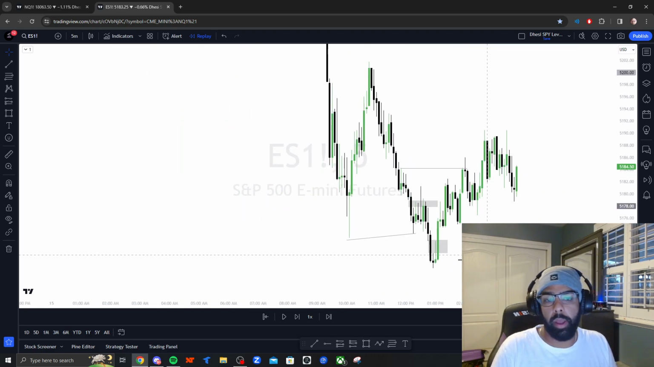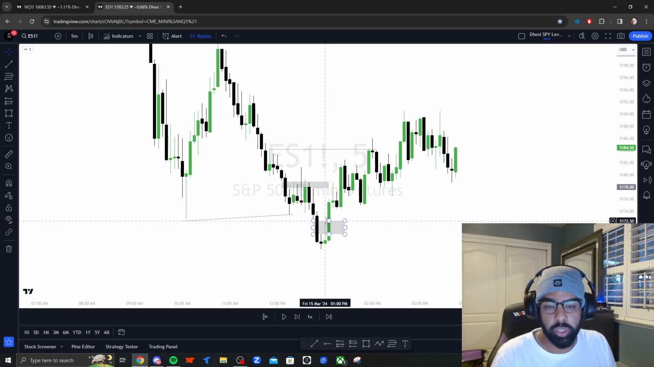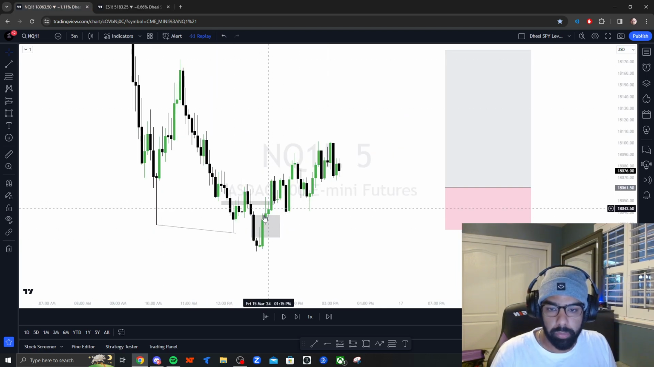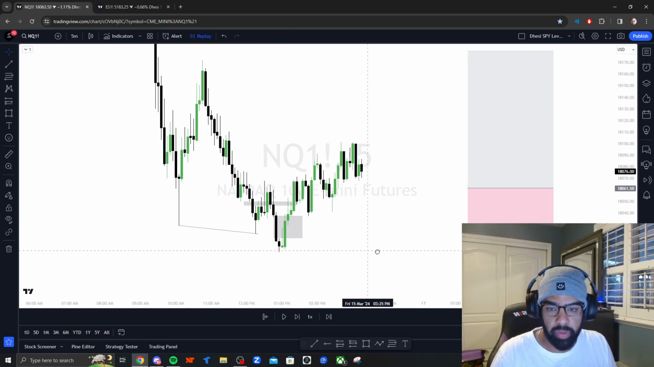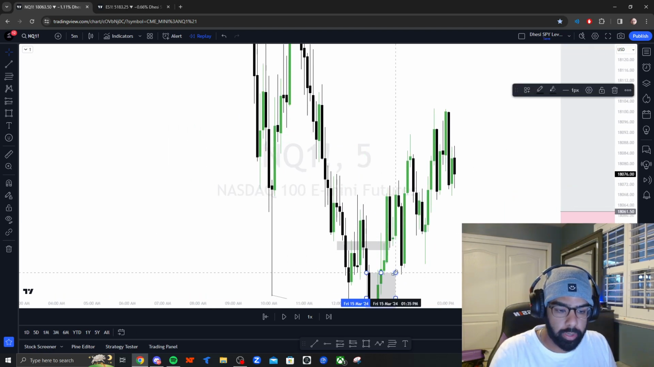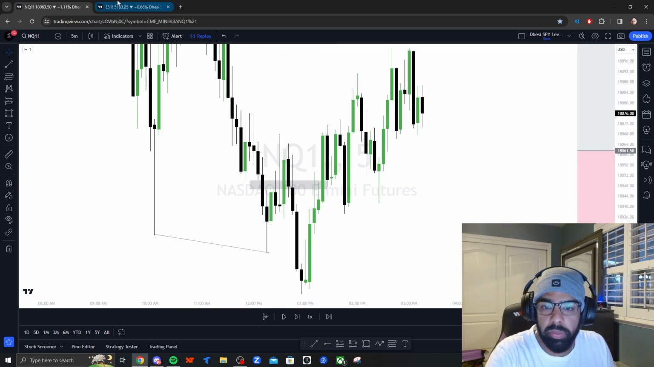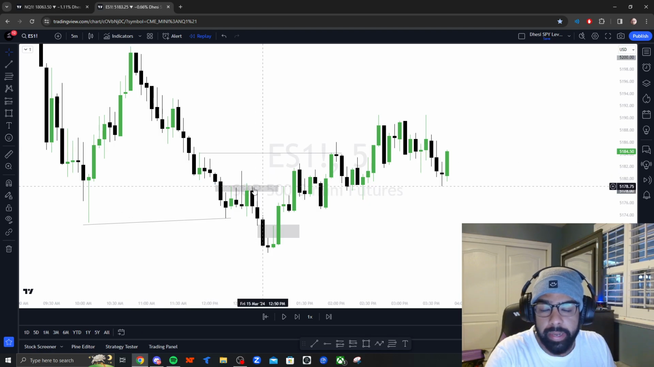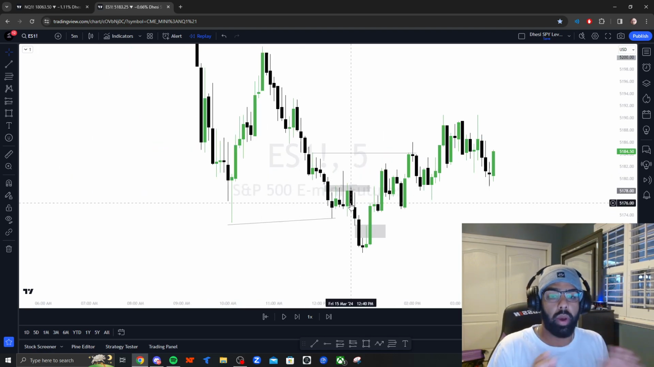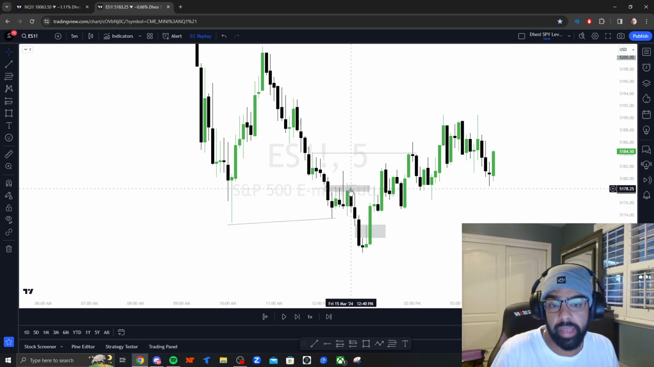The main thing is I want you guys to know why this inversion was valid, right? This whole inversion setup was valid, and this one over here was not. Yes, they got the displacement on NQ. We did not get any displacement on ES. So I need both candles to flip these gaps inverse, or both indices, excuse me, for me to actually take the trade.